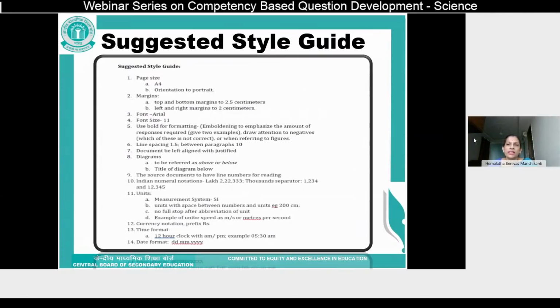This is a suggested style guide. That means while writing these items or while making any question paper, how we are going to write. The paper size should generally be A4 with portrait orientation, and top and bottom margins of 2.5 centimeters, Arial font and size 11. This is basically a suggested style guide. The time format in physics or any other subject should use the 12-hour clock, the date should use DD MM YY format, and the diagrams should be referred to as above or below, with the title of the figure given.